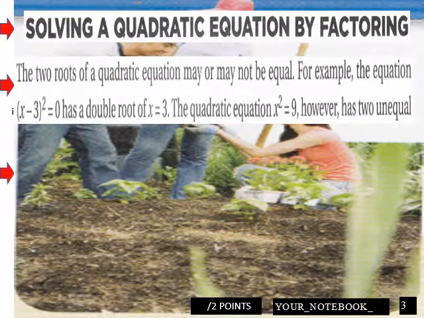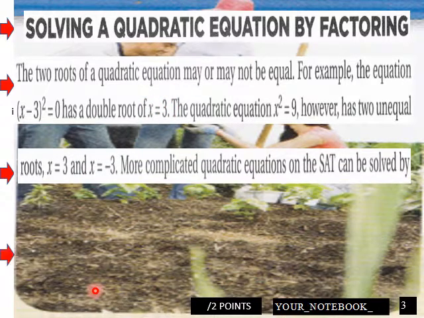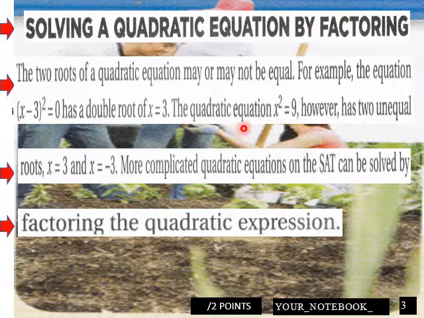Solving a quadratic equation by factoring, we're going to solve it by factoring and not by graphing. So when we have a quadratic equation like this, it has a root of 3, x equals 3. So x squared would equal 9, so plus or minus 3 would be the solution to this equation here.